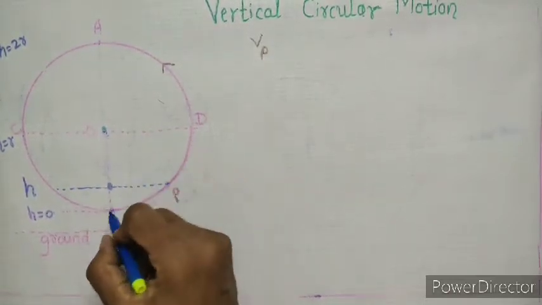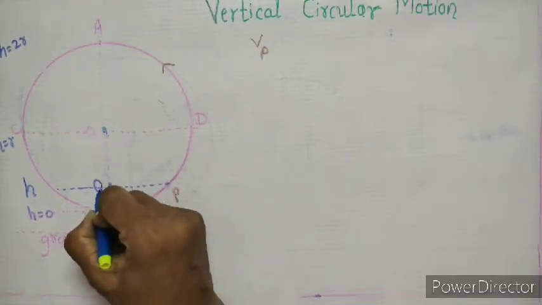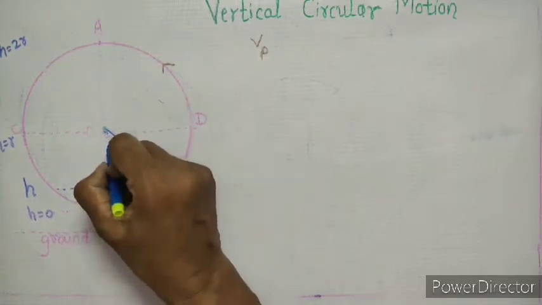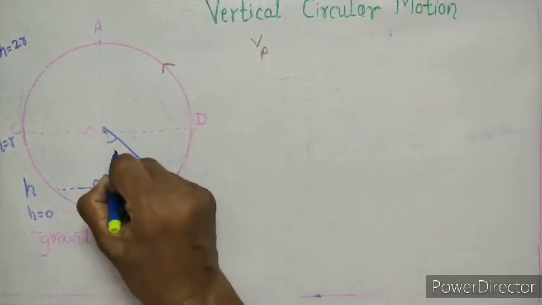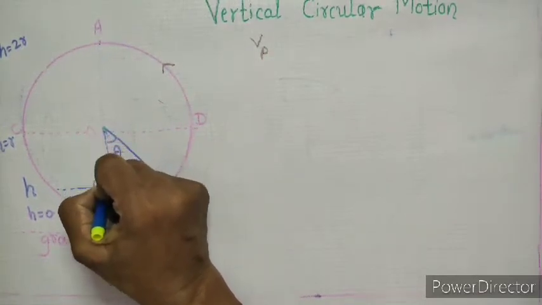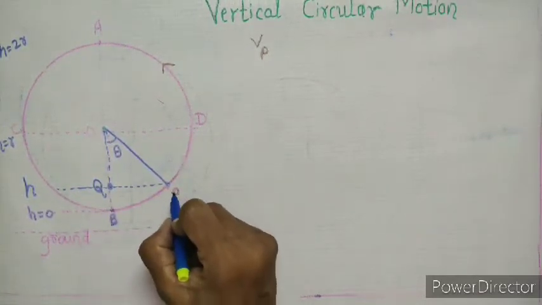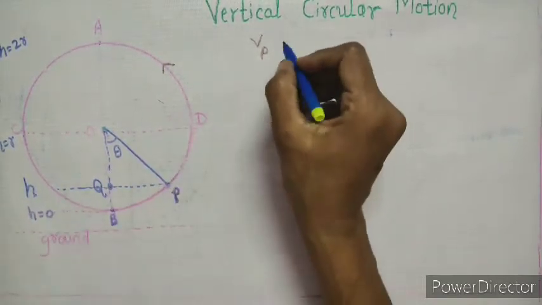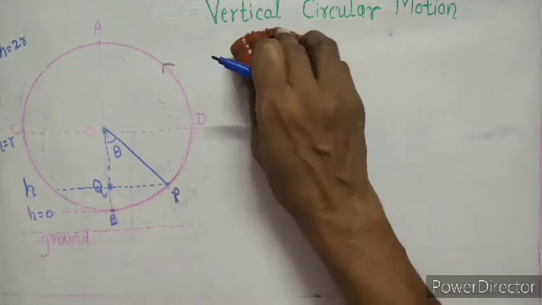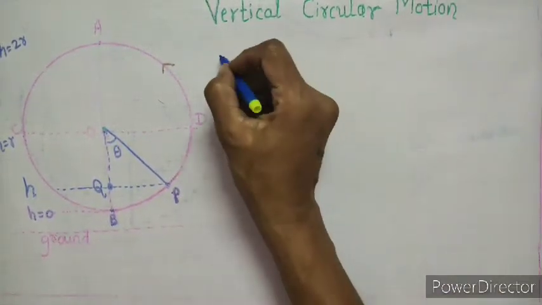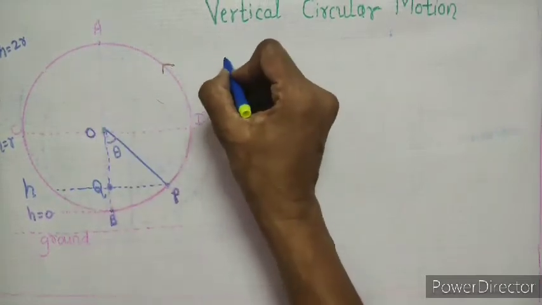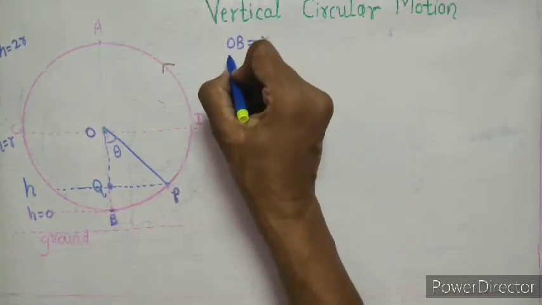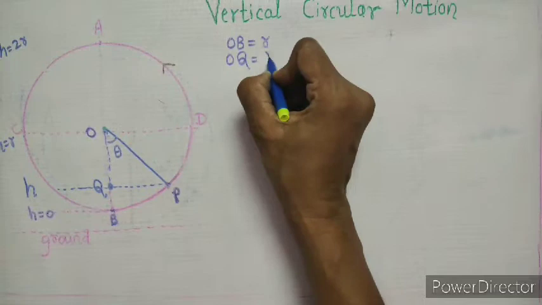Here this point of intersection is Q. Now if we show the angular position of this P by theta, it makes angle theta with the vertical, then for the point P the height H can be written here. This OB is equal to R radius. OQ from figure is R cos theta.